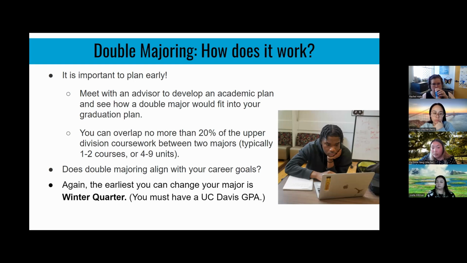Next slide, please. And then if you want to double major, just a little bit more information, you definitely want to plan early. You can, again, double major, the earliest is winter quarter. And the rule is that you can overlap no more than 20% of the upper division coursework between the two majors. So that's typically 1 to 2 courses or 4 to 9 units. And you really want to meet with an advisor early if you are planning to double major, just so that you can see how it will impact your graduation timeline or plan.